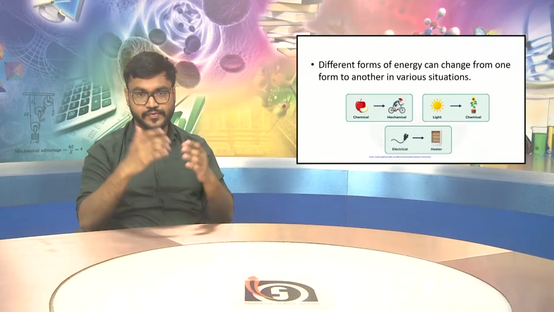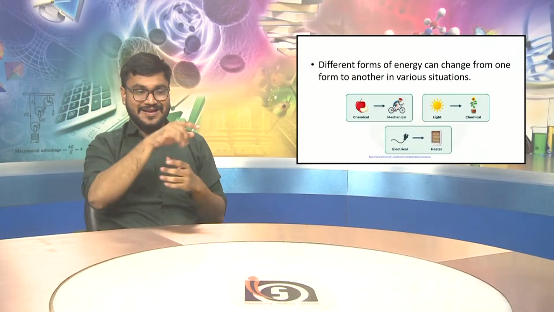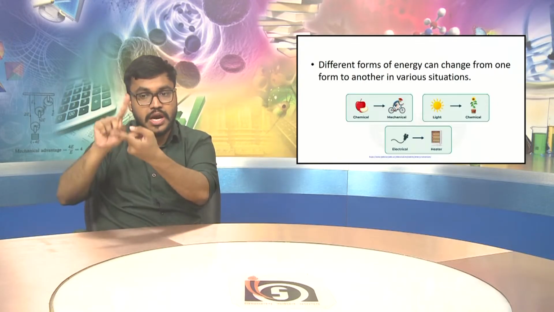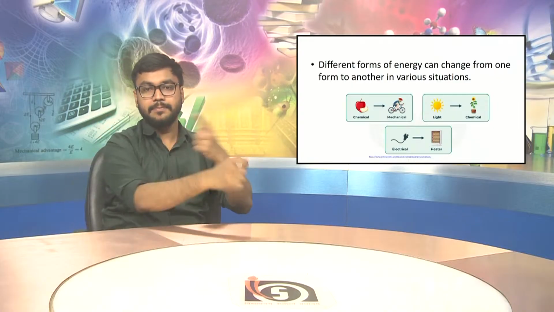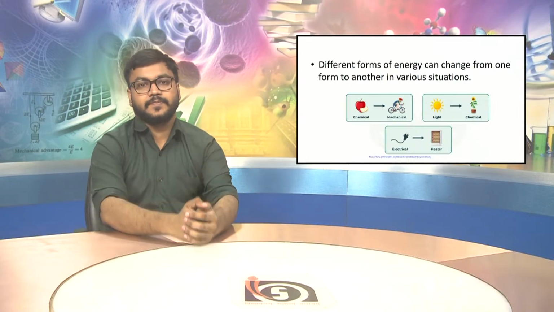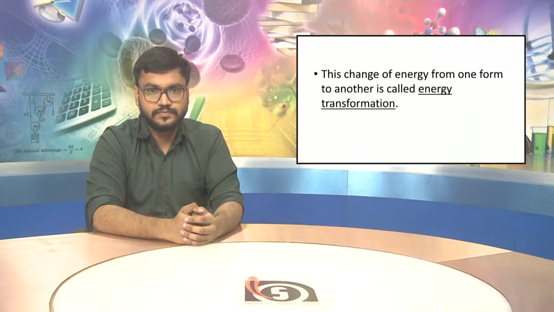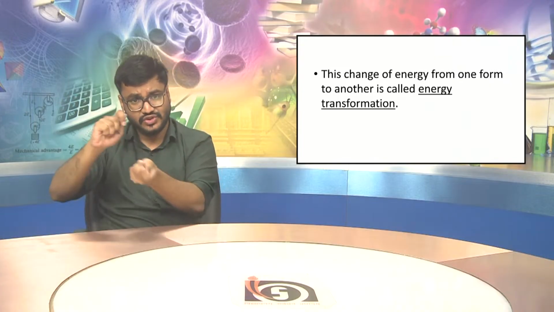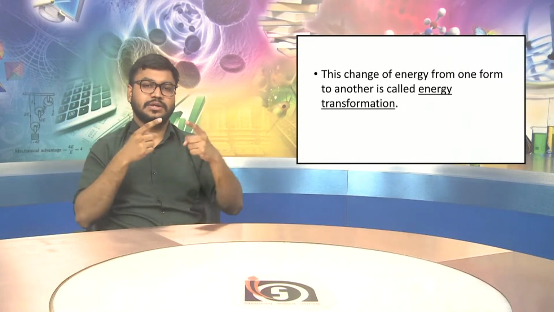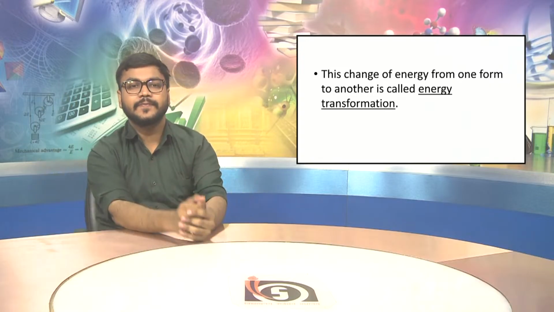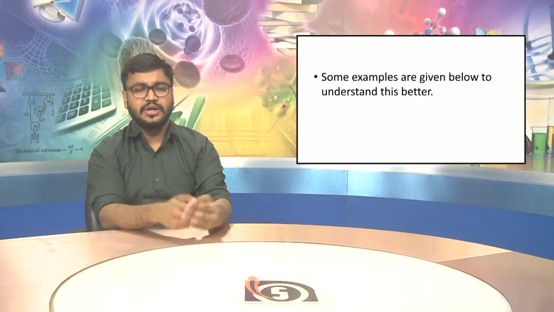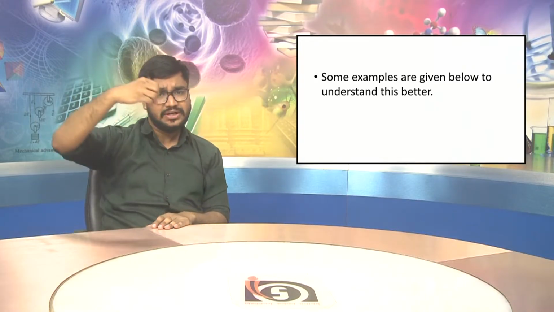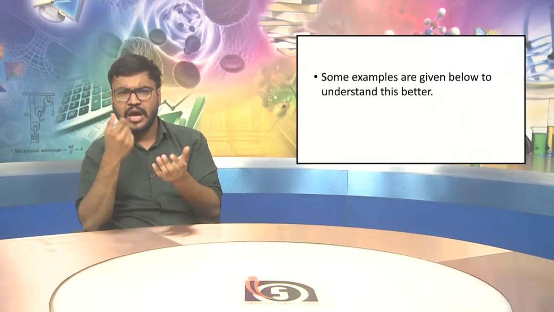Same as in photosynthesis, the sun gives light which helps the plant to grow. So the sun gives light energy and it transforms into chemical energy. These changes of energy from one form to another are called energy transformation. Some examples of these energy transformations are given further.